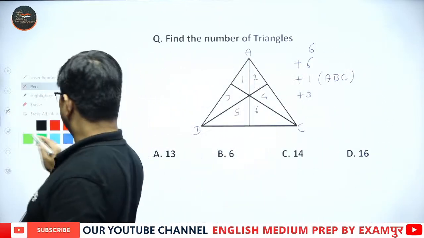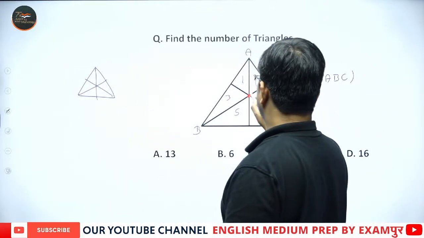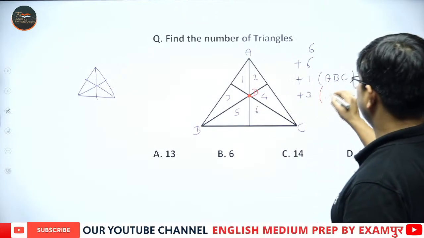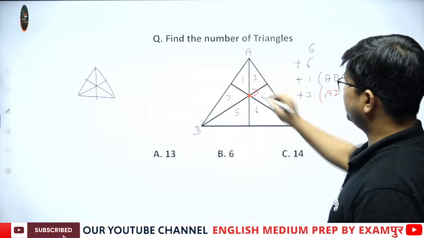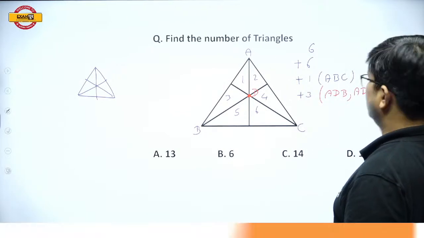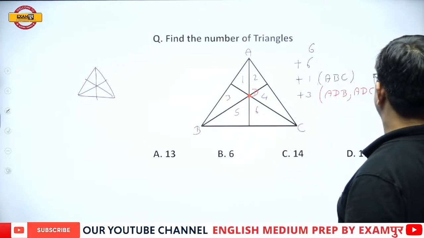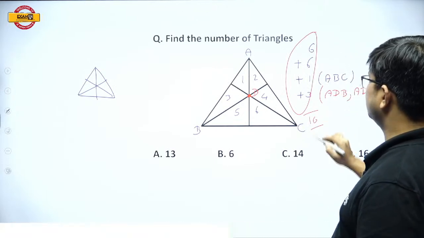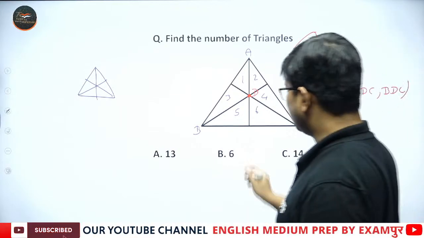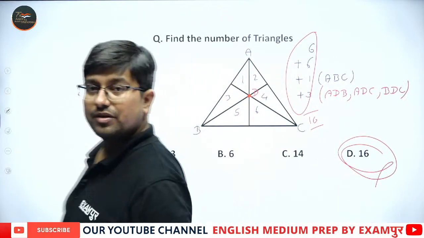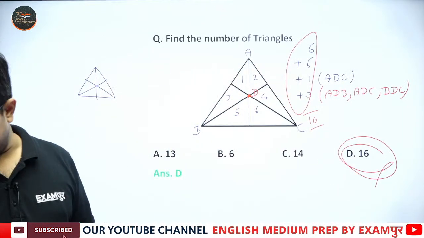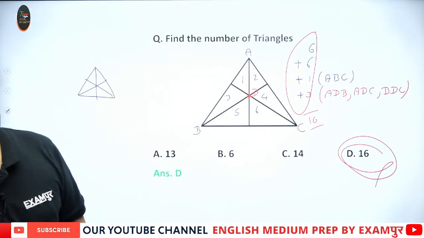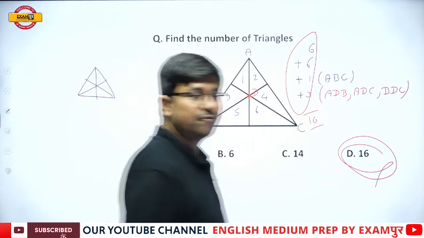Apart from that, 3 additional triangles are there. About this point, it is ADB, then it's ADC, and then it's BDC. Okay, everyone. So if you add all of them, you will be getting 16. And that's the right answer. Option number D, 16. Getting it, everyone? Okay, fine.